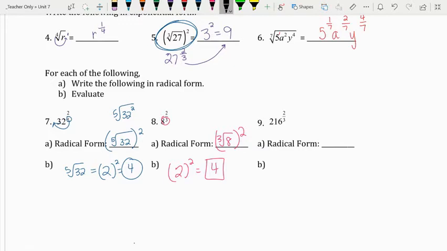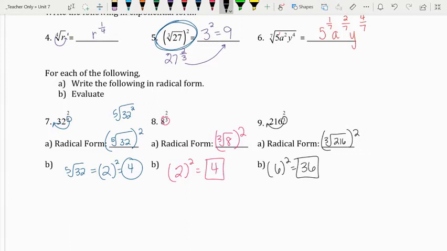All right, and then we have the last one like this. I'm going to take 3 and throw it out in front. We have the third root of 216 and then squared. Third root of 216 is 6. 6 squared is 36.